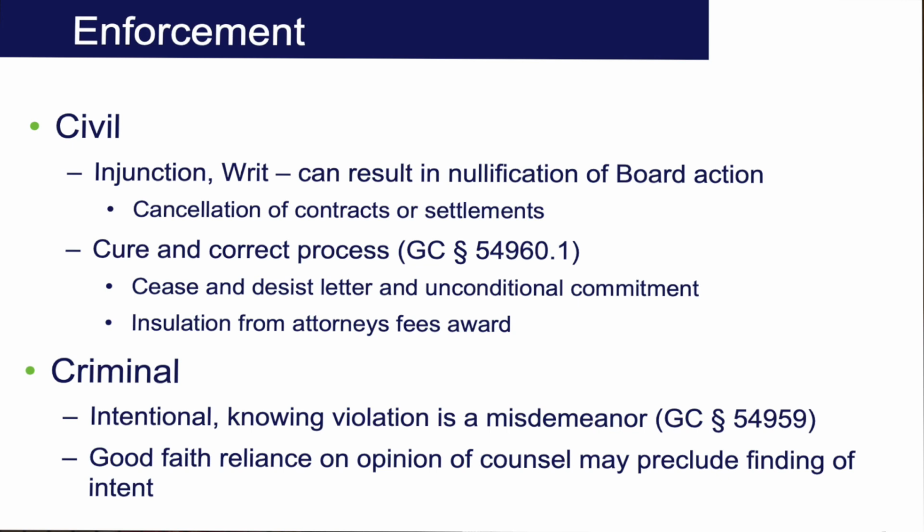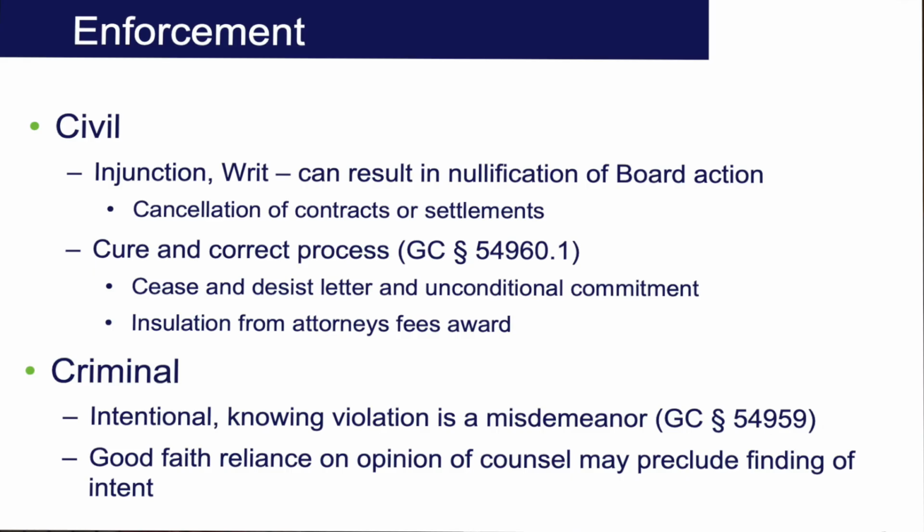Under civil law, enforcement can come in the form of civil injunctions or writs of mandate. And in the worst cases, these can result in nullification of whatever action the board took that was in violation of the Brown Act. This could include cancellation of contracts even after work has been performed or goods have been exchanged, and it could cancel settlement agreements in negotiations or in litigation, and these can be pretty drastic results.